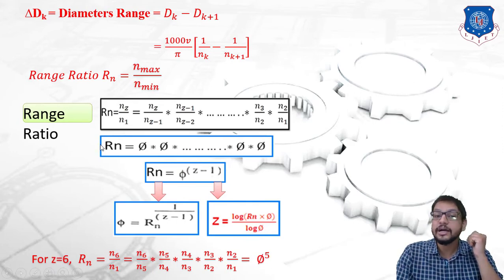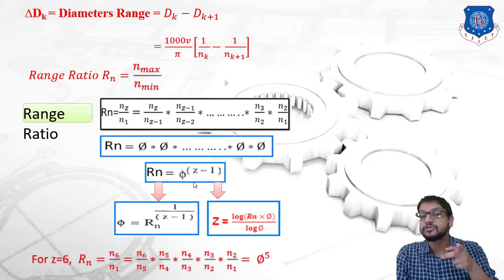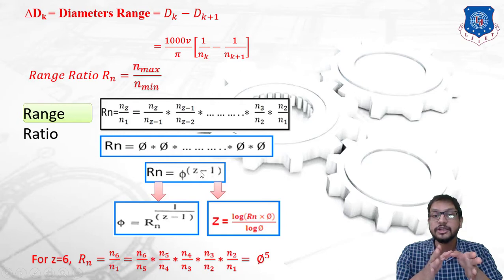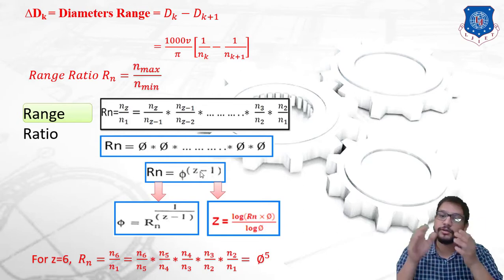Similarly, can I say a generalized equation can be found out, that is Rn is equal to phi into phi into phi. So in those terms, it is equal to phi raised to z minus 1. Right, so what is z? Over here in this example we can say z is equal to 6. And over here the power is what? Phi raised to 5, right? So the generalized equation can be written as Rn is equal to phi raised to z minus 1. Remember, this is the most important equation which we are going to use in the numericals. This is a relation between a range ratio and a gear ratio.